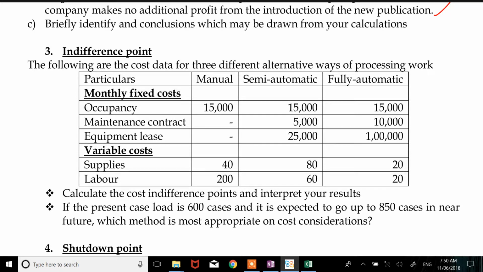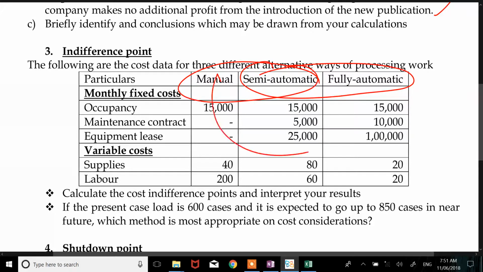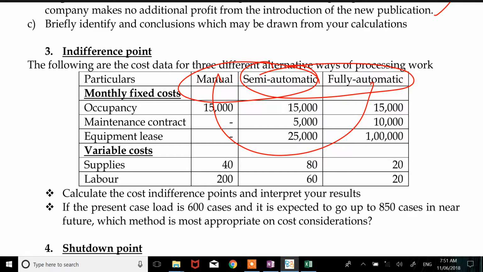Okay, now the formula for indifference point is change in fixed cost by change in variable cost per unit or contribution per unit. But that can be used only between two methods. When I have three methods, I'm going to have multiple indifference points. There will be one indifference point between manual and semi-automatic. Second indifference point between semi-automatic and fully automatic. Third indifference point between manual and fully automatic. If you have four methods, then between 1 and 2, 1 and 3, 1 and 4, 2 and 3, 3 and 4. You will keep doing multiple indifference points. So here the formula remains the same, just that you are going to get three answers.